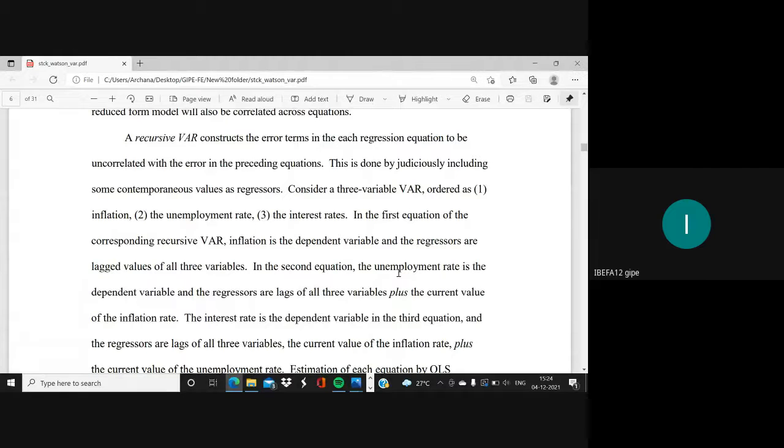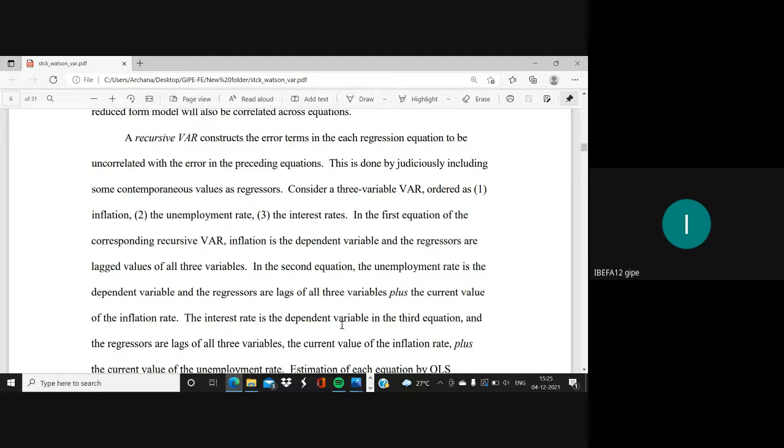Now, in the second equation, the unemployment rate is the dependent variable, and the regressors are the lags of all 3 variables plus the current value of the inflation rate. So here a particular restriction has been imposed that the current value of the interest rate will not affect unemployment. Again, if you look at the first equation, the restriction is that the current value of unemployment as well as the interest rate will not affect inflation. So these are the restrictions which have been imposed.